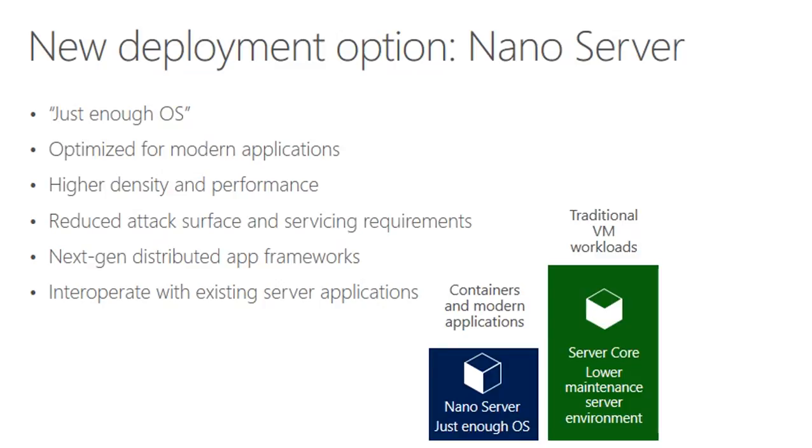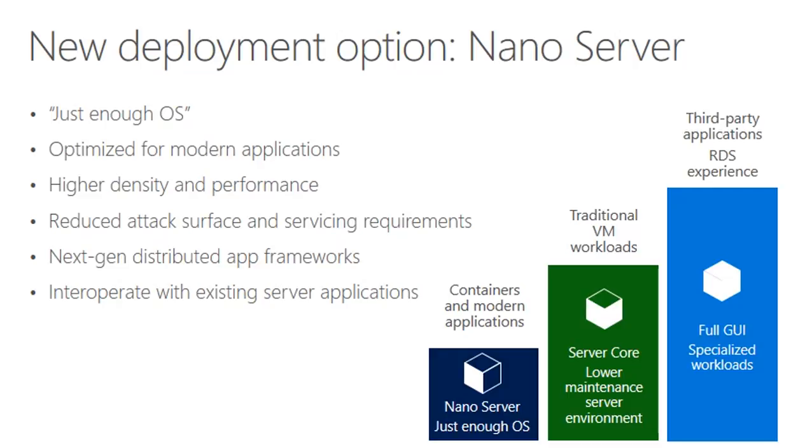When you look at traditional VM workloads, you would still deploy onto a Server Core environment. You still want to do that. Nano Server will certainly host virtual machines, but we're really targeting containers and modern applications. Server Core is your lower maintenance server environment option. It's the one you should be deploying in your Hyper-V deployments. If you still have a reliance on third-party applications, or you have to deploy a Remote Desktop Services (RDS) environment, then you're going to need a full GUI. We don't default to that in Windows Server 2016. We default to the Server Core one in the middle.